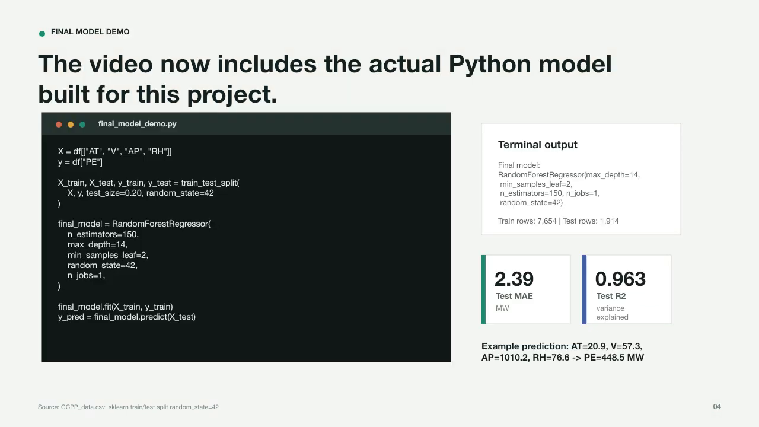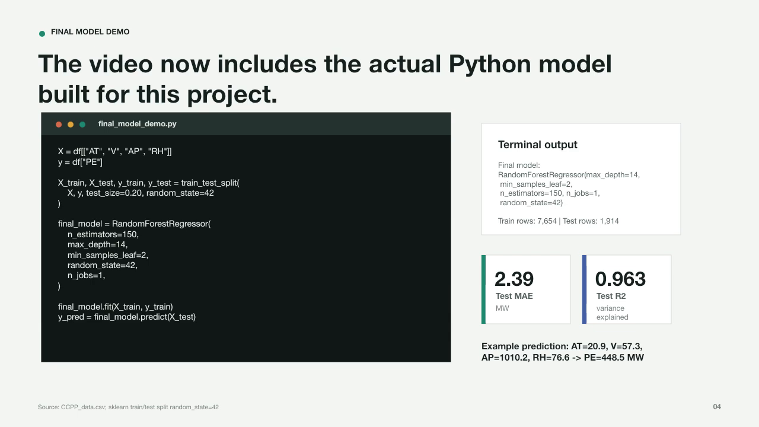This is the required quick demo screenshot of the final model I created in Python. The script loads the CSV, selects AT, V, AP, and RH as features, and uses PE as the target. Then it performs the same 80-20 train test split and creates the final random forest regressor with 150 trees, max depth 14, minimum leaf size 2, and random state 42.